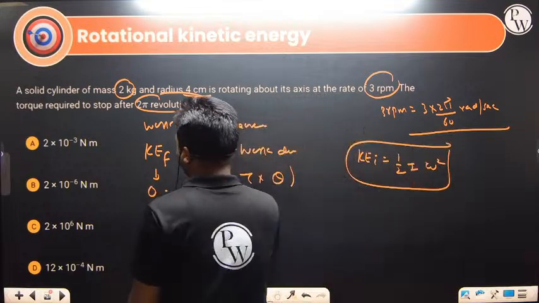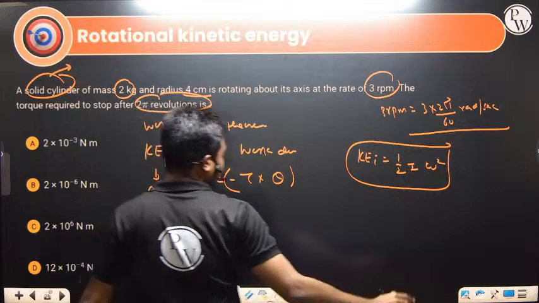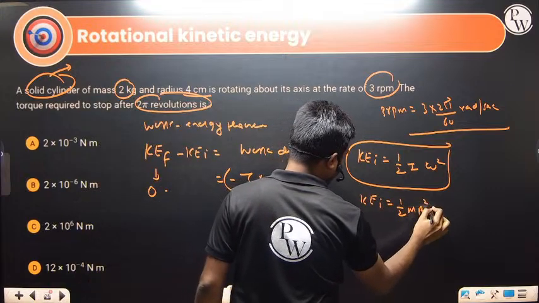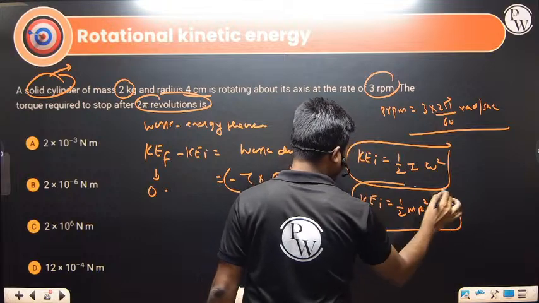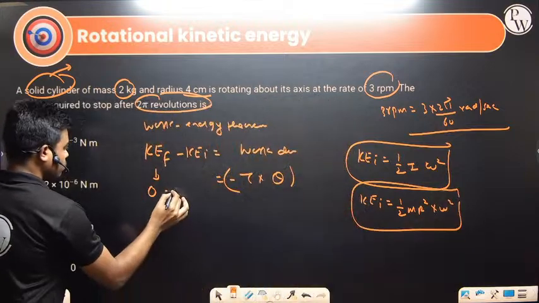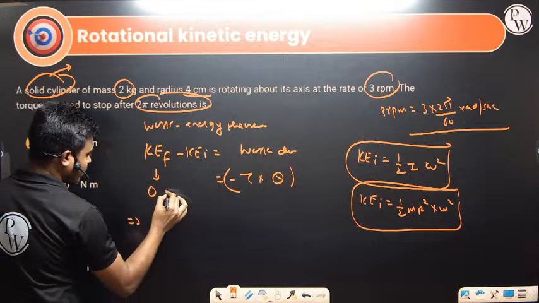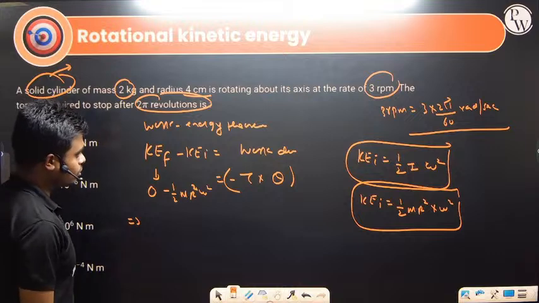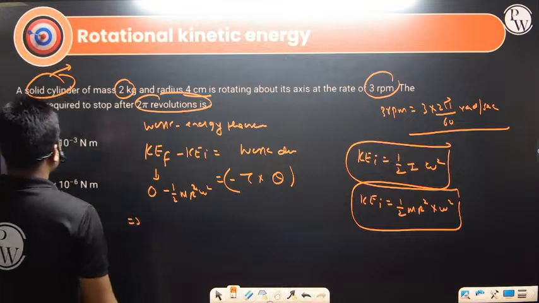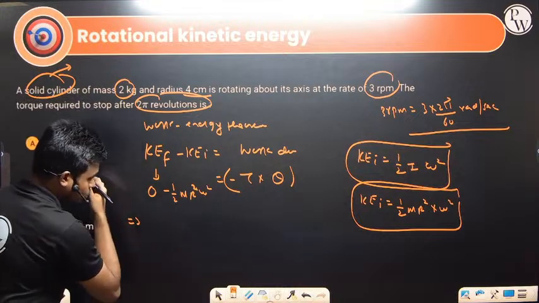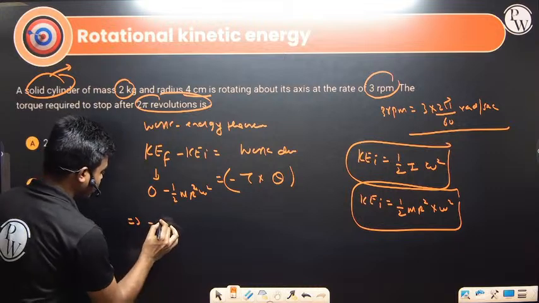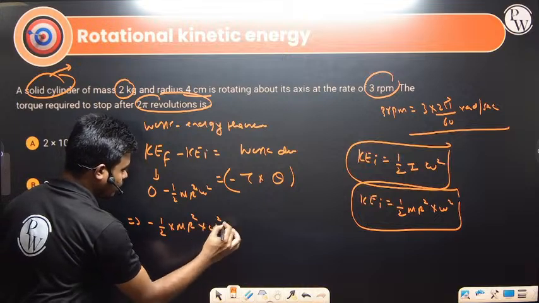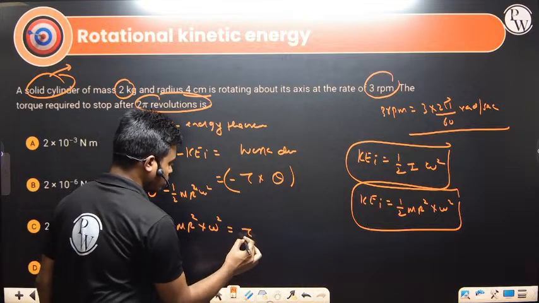Again, the solid cylinder is similar to a disk. So kinetic energy initial is half into m r square into omega square. Putting this value, we'll be writing: minus half m r square omega square equals minus tau into theta. They're asking for tau, so put the values over here.